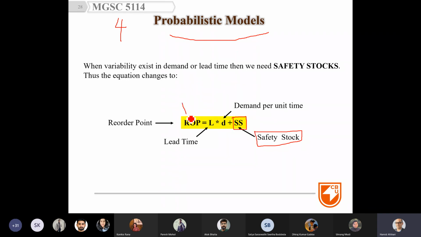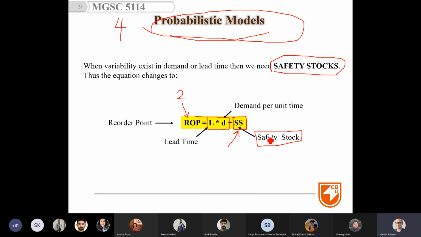Do you remember how we calculate ROP? This is the answer to the second question, when to order. Then we need to go to ROP, reorder point. It was lead time multiplied by demand plus safety stock. So this is the new thing that I am adding right now. When we have uncertainty or probabilistic models, in these cases, when there are some doubts or unclear situations, you need to keep a little bit extra items in your warehouse, and based on that, you need to order.